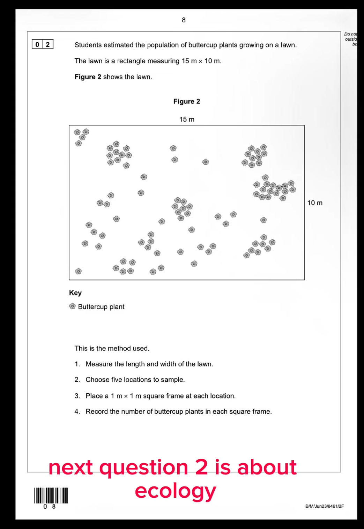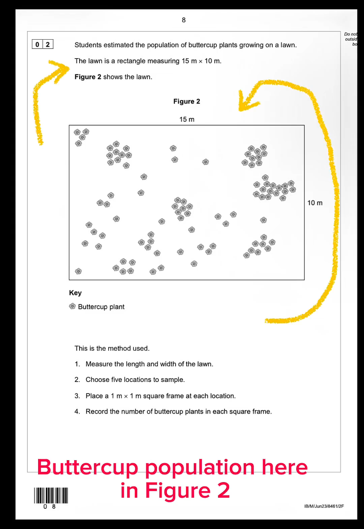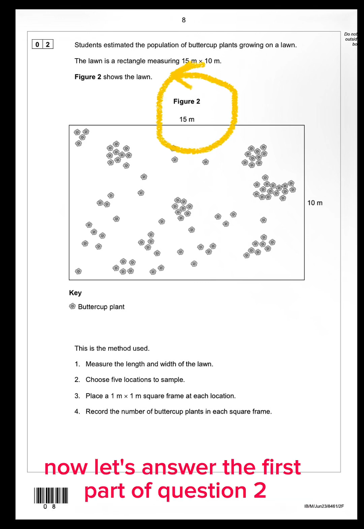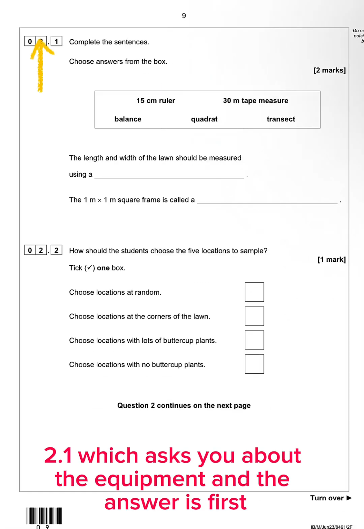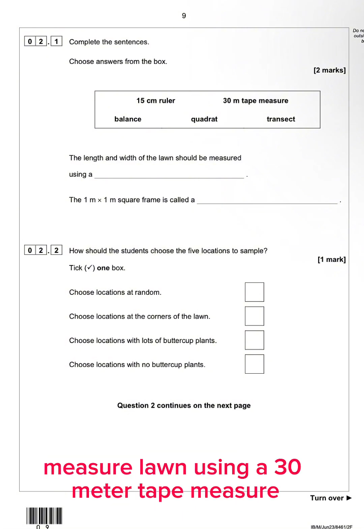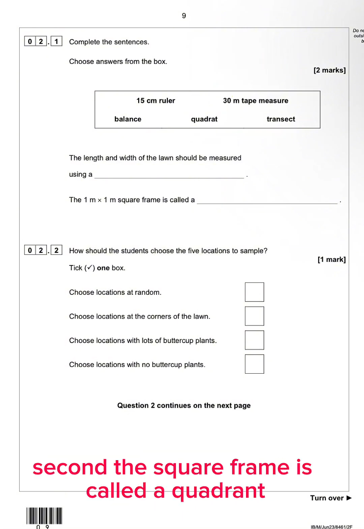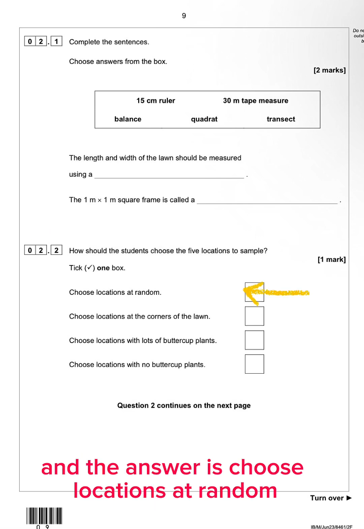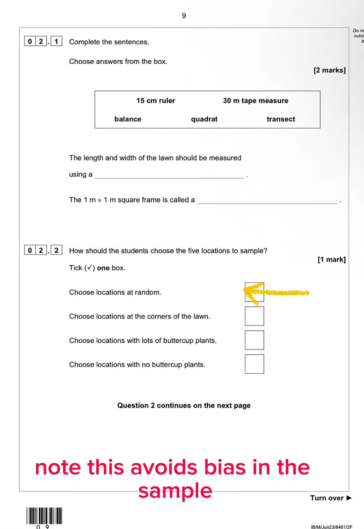Next, question 2 is about ecology and the buttercup population. Here in figure 2, students estimated the buttercup population using a square measurement. Now let's answer the first part of question 2.1, which asks about the equipment, and the answer is: first, measure the lawn using a 30-meter tape measure. Second, the square frame is called a quadrat. Moving on to the next part, 2.2, how would you choose locations, and the answer is choose locations at random. Note, this avoids bias in the sample.